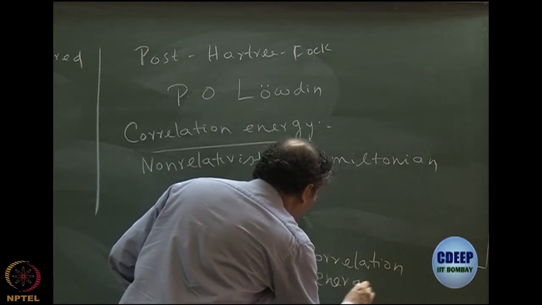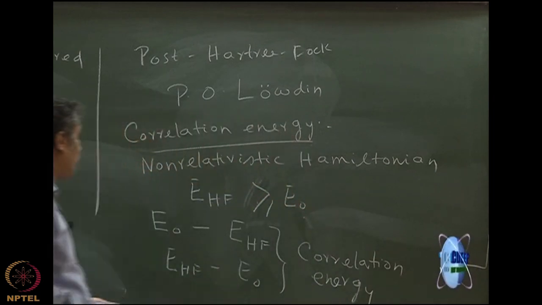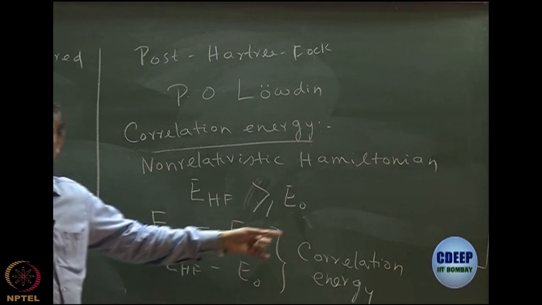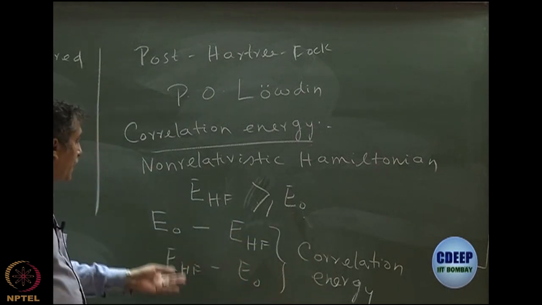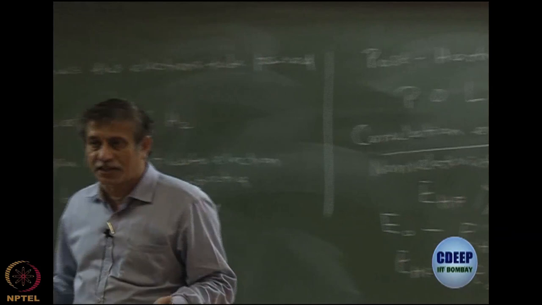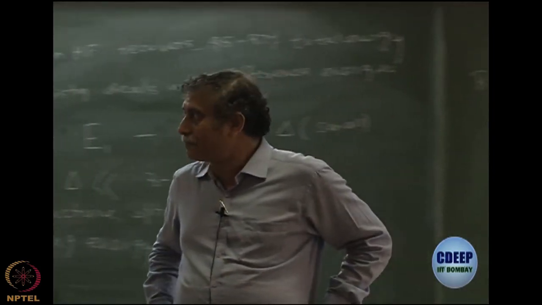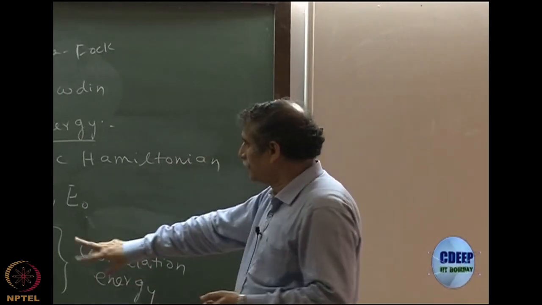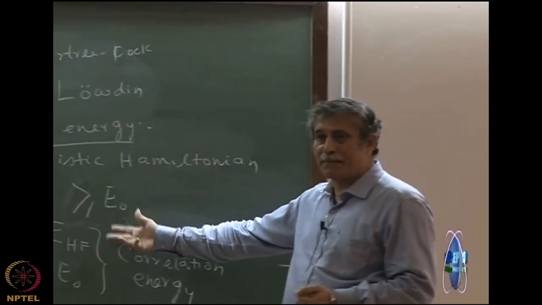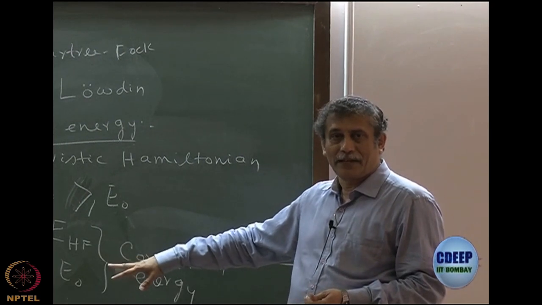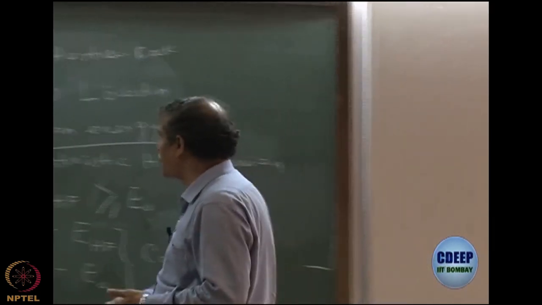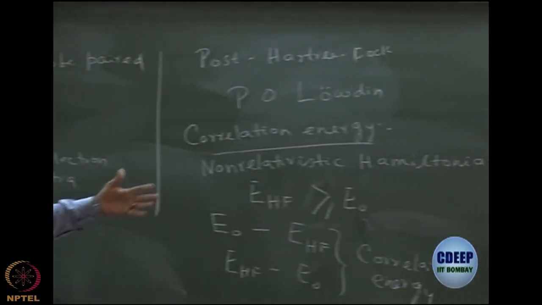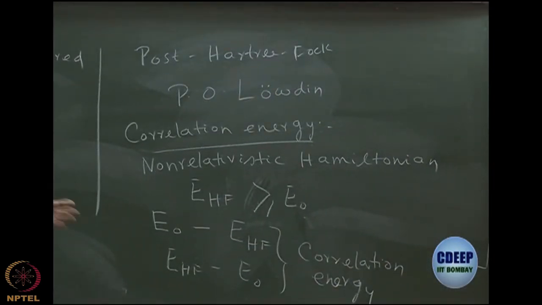That difference is called the correlation energy. So this was the first definition of correlation energy, which is the exact energy minus E Hartree-Fock. If I define it like this, then the correlation energy is negative. If you define E Hartree-Fock minus E naught, the correlation energy is positive. But that's only a question of sign. So depending on how you define it, the correlation energy can be positive or negative. Basically, this was the first definition of correlation energy, and then Löwdin started discussing how to include this correlation.